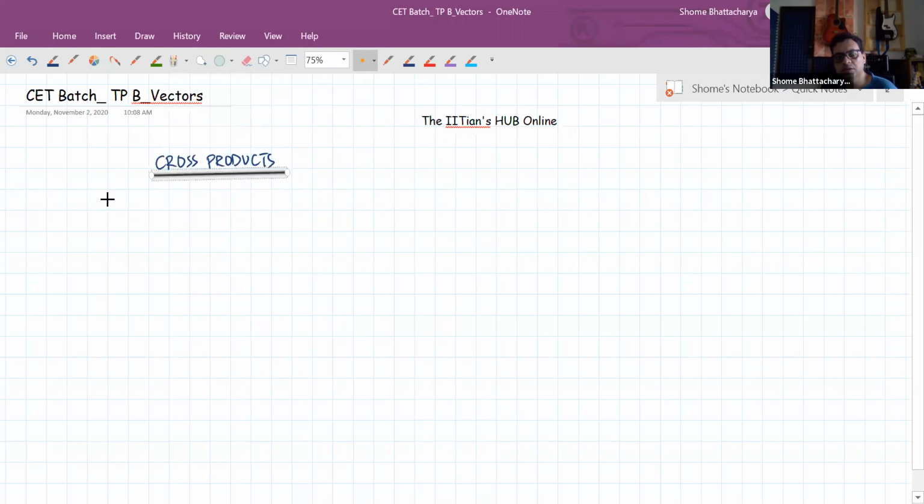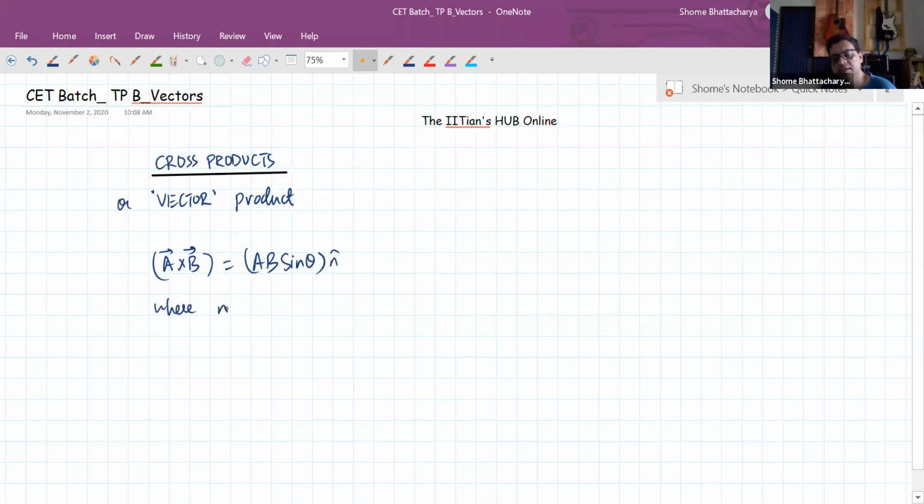So cross product, also known as vector product. We saw last time it is given by the formula A cross B equals AB sine theta multiplied with n cap, where n cap is the unit vector perpendicular to both A and B. So it is perpendicular to the plane of A and B, and it is determined by the right hand palm rule.